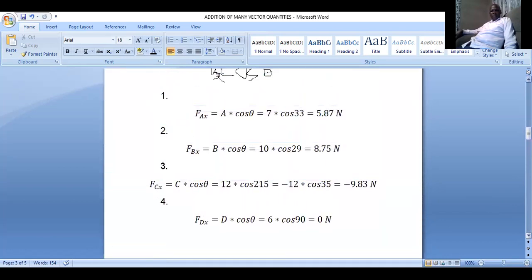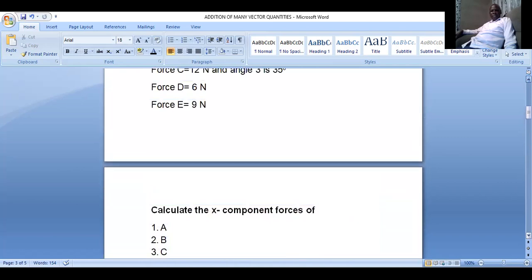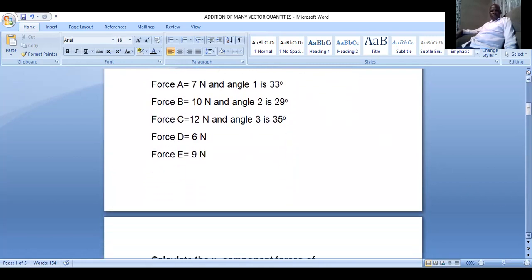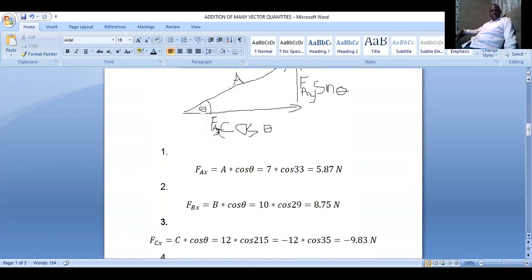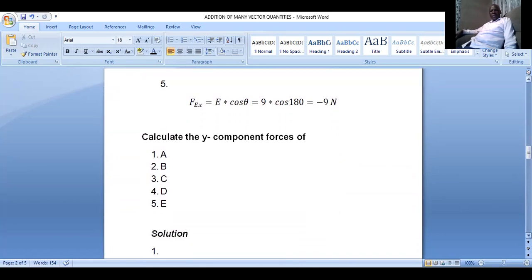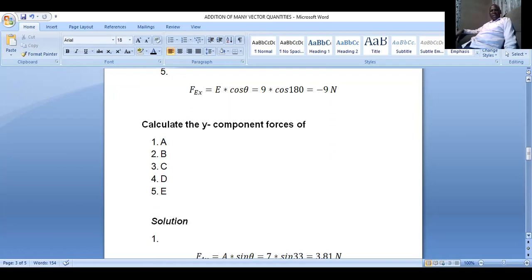force number 5, which is force E, you notice that it is oriented along the x-axis, and therefore this one is negative. So you can merely multiply E times cos theta, which is 180, and you know that cos 180 is negative 1, and therefore 9 times cos 180 is negative 9 newtons. So we have developed here the concept of resolving forces in the x components.